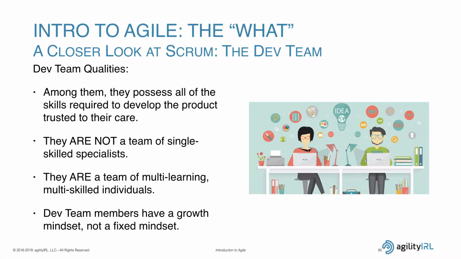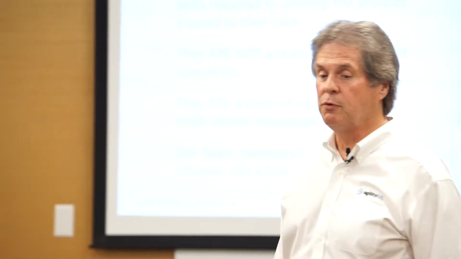Hey, is there an opportunity for Jane to learn UX, user experience design, or engineering or something? Yeah, we'll see if we can make that work on this next sprint. They do stuff like that. Among their qualities, they possess all the skills required to take care of that product. They should have all the skills or be capable of acquiring and developing those skills. They are not a team of single-skilled specialists. They are a team of multi-learning, multi-skilled people. They have this growth mindset.